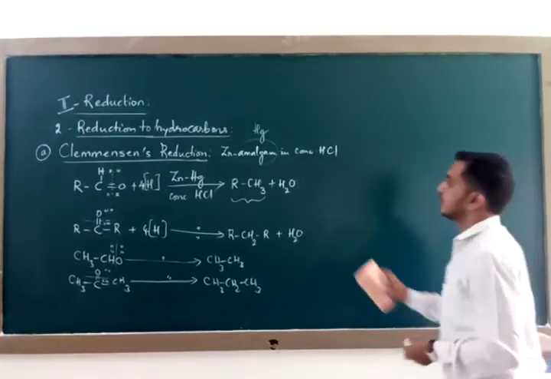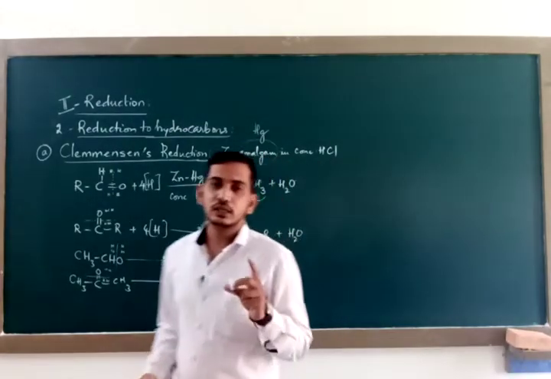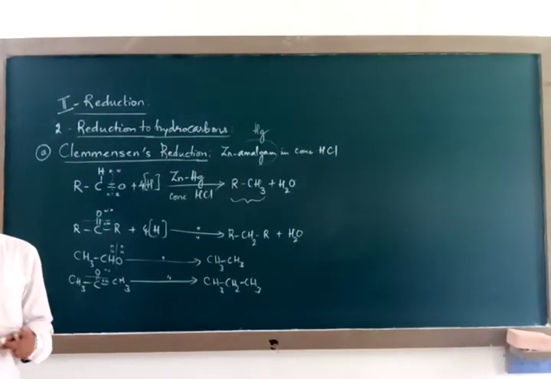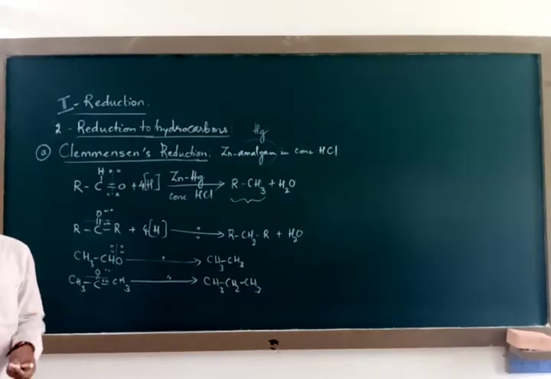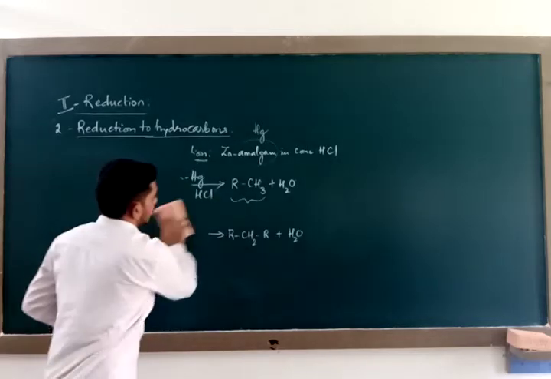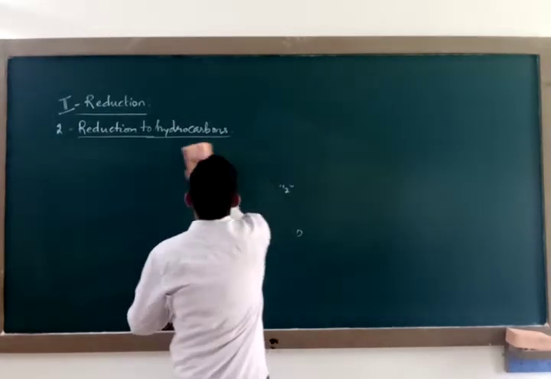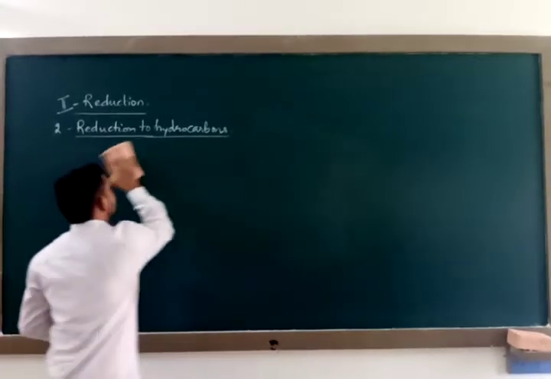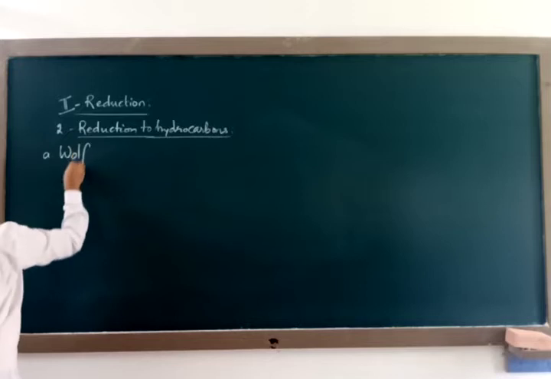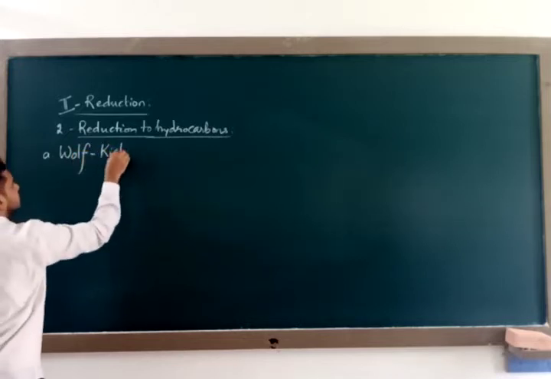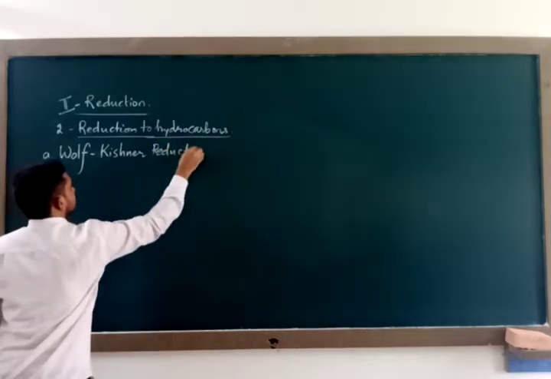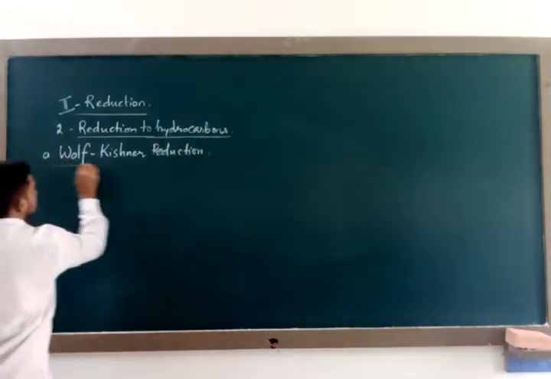This is Clemmensen reduction, wherein we use which reagent? Zinc amalgam and concentrated HCl. And what is amalgam? It is a mixture of 2 metals, out of which one is mercury. The second reduction to hydrocarbons, we have another named reaction, and it is Wolff-Kishner reduction.